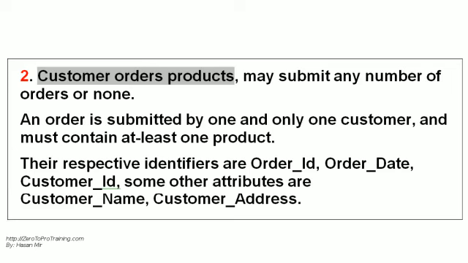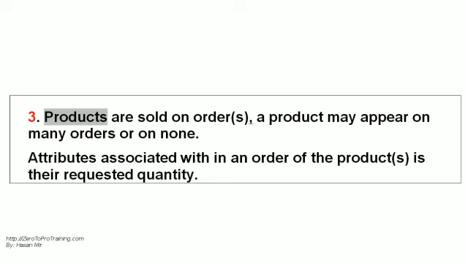Next, 2. Customers order products, and may submit any number of orders or none. An order is submitted by one and only one customer, and must contain at least one product. Their respective identifiers are order_id, order_date, customer_id. Some other attributes are customer_name, customer_address. Next, 3. Products are sold on orders. A product may appear on many orders or on none. The attribute associated with an order of the products is their requested quantity.